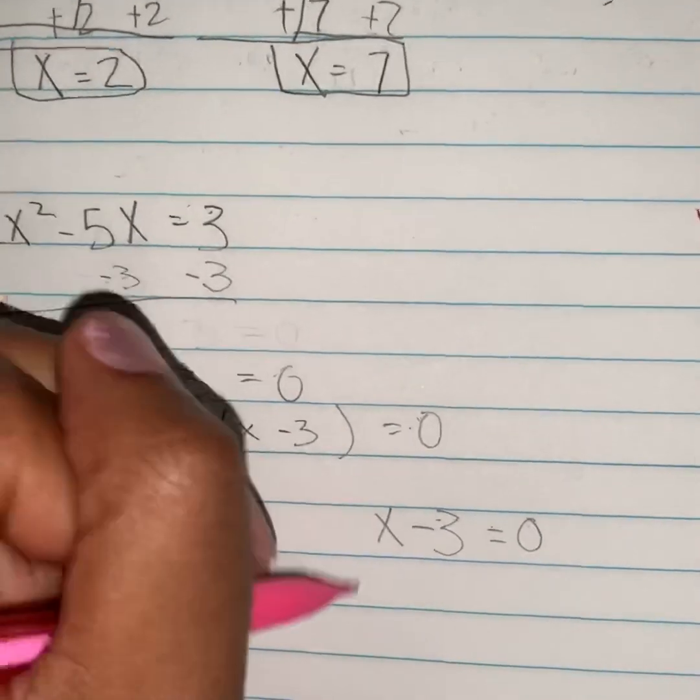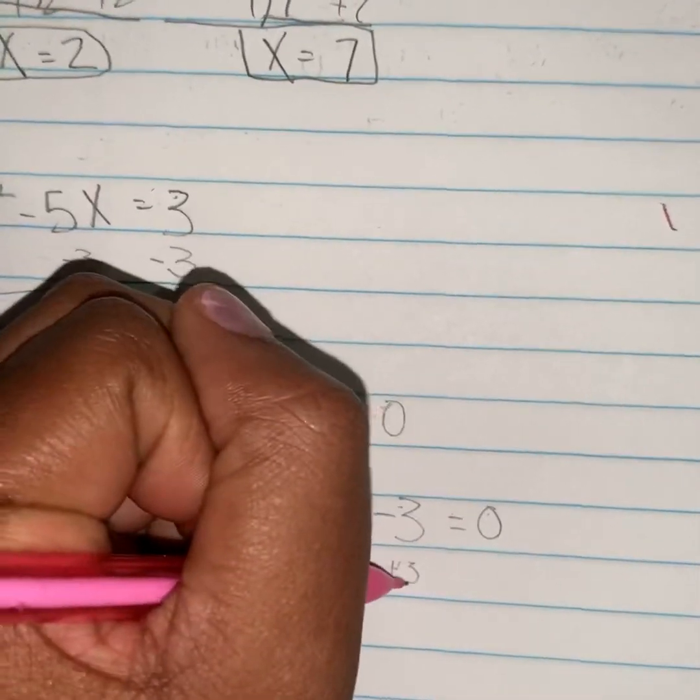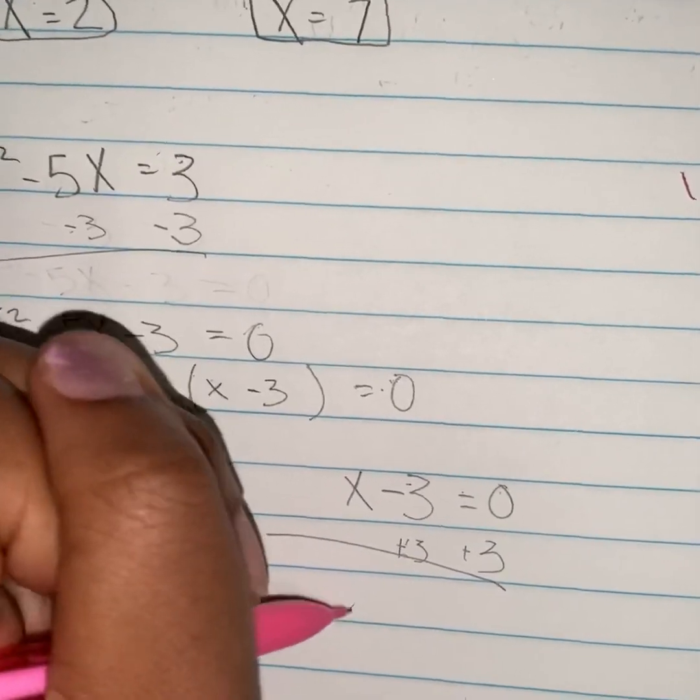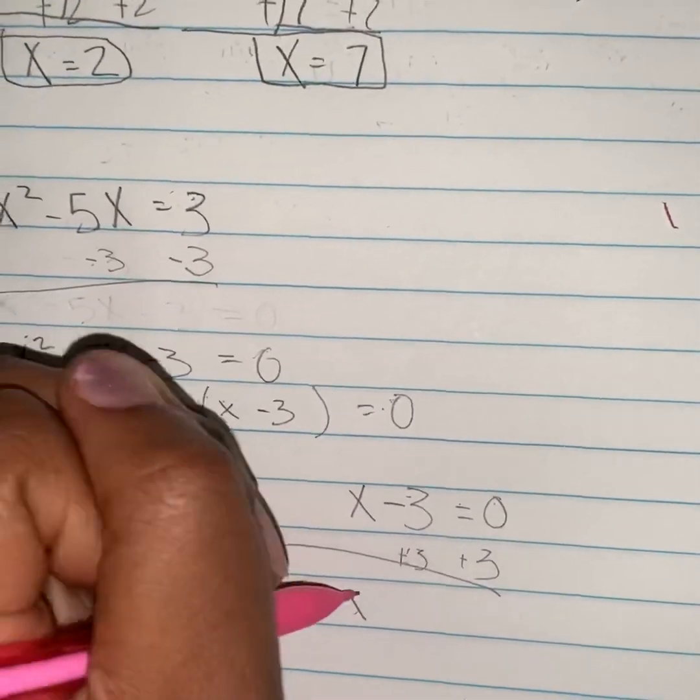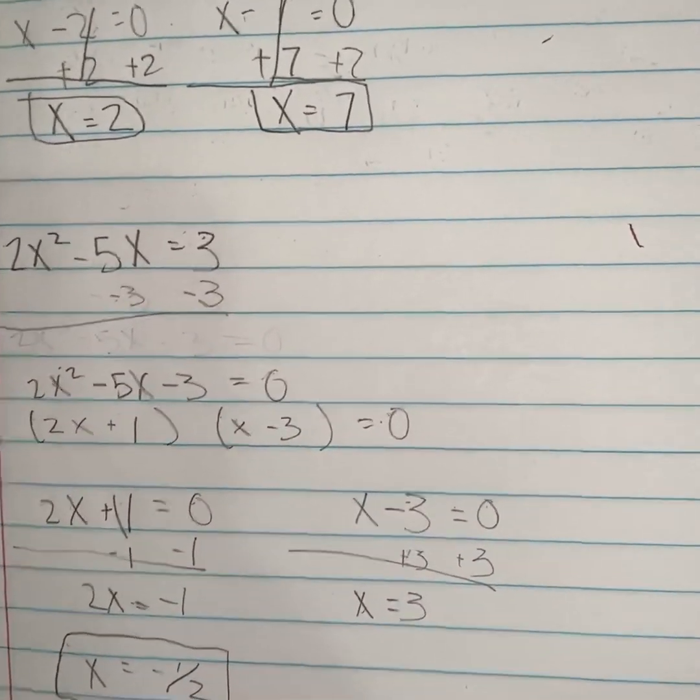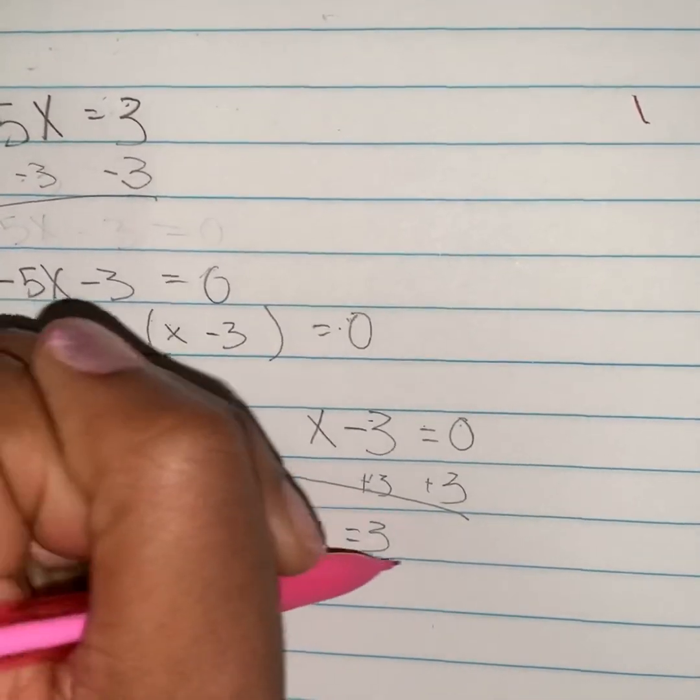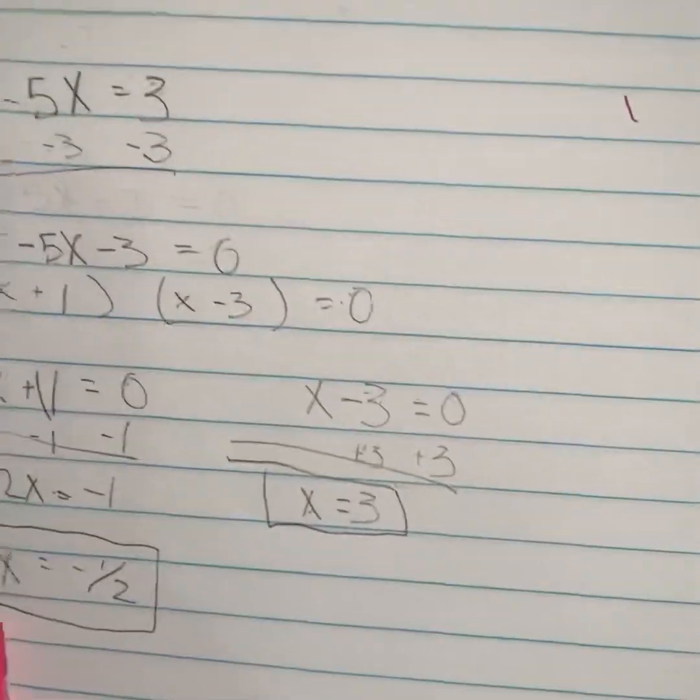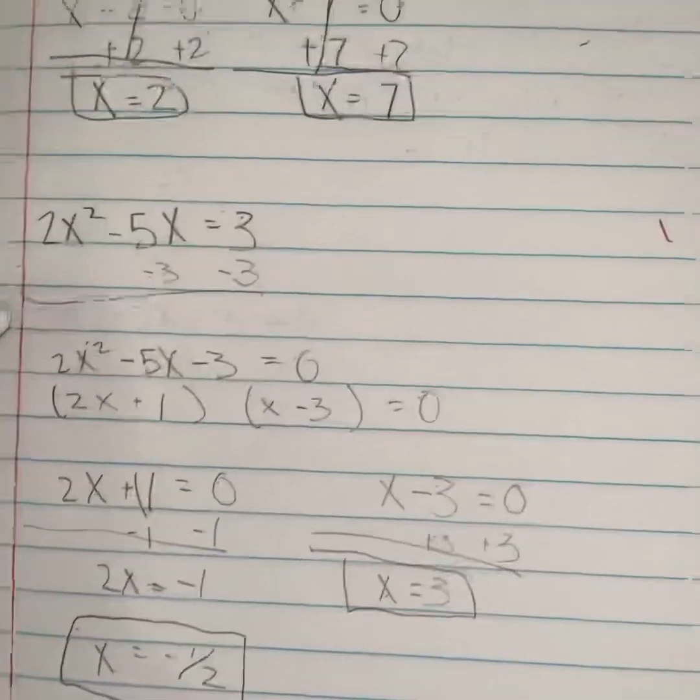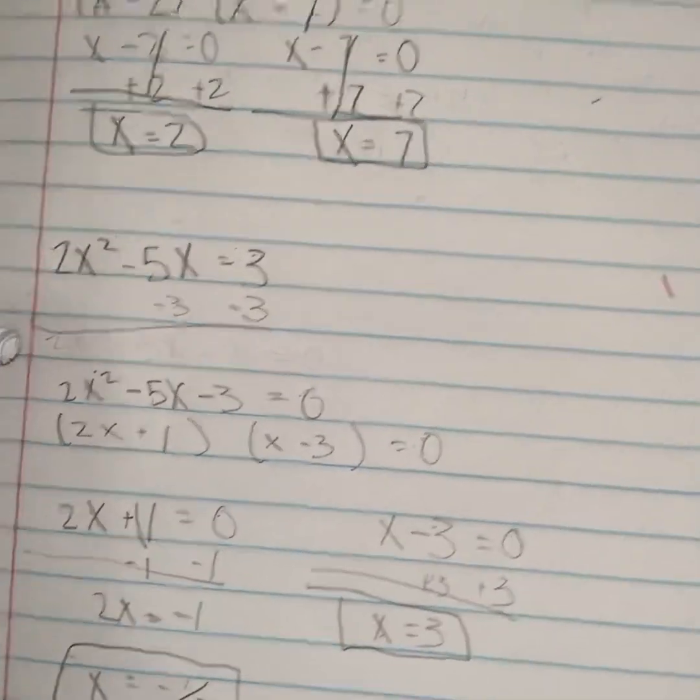Then we want to do this one, add 3 on both sides. Now it give us x equals 3. So then we would have our two solutions to this equation. Our x equals 3 and our x equals negative 1/2 would be our solutions for this equation. So this is AKS 40.